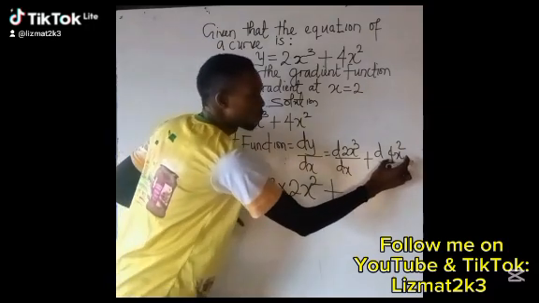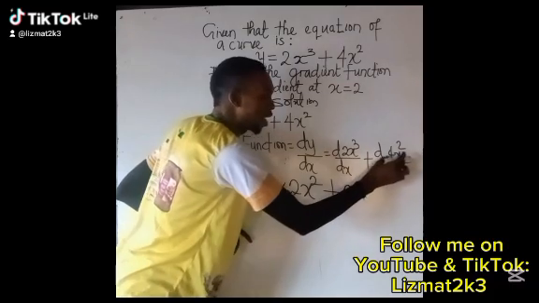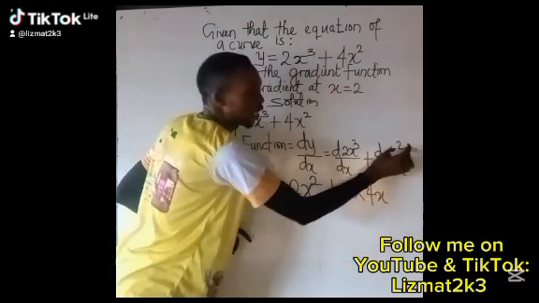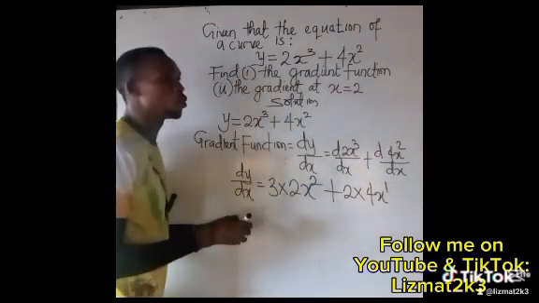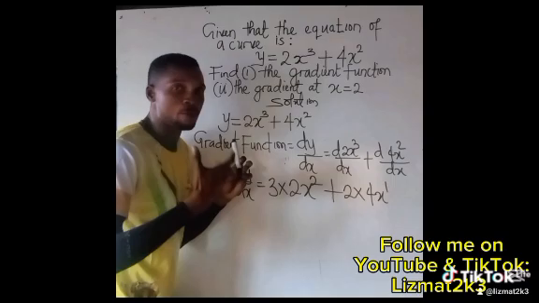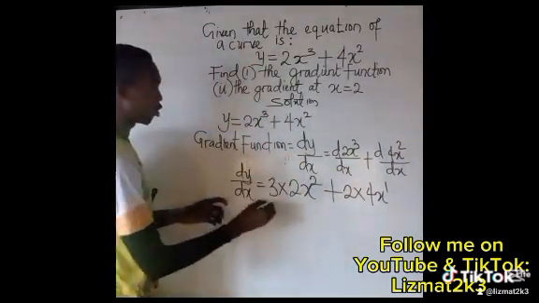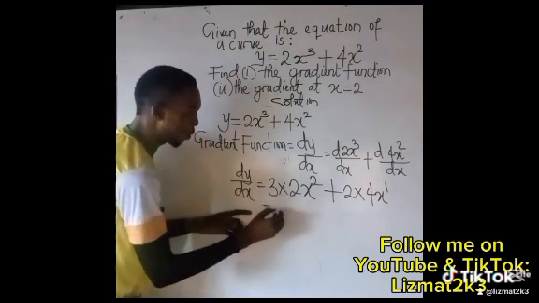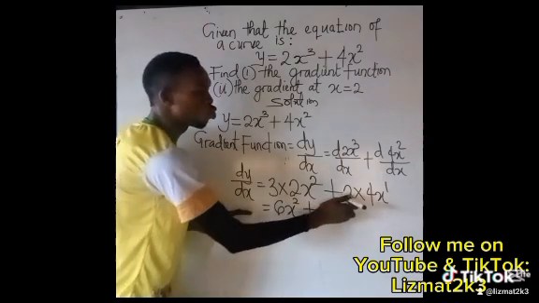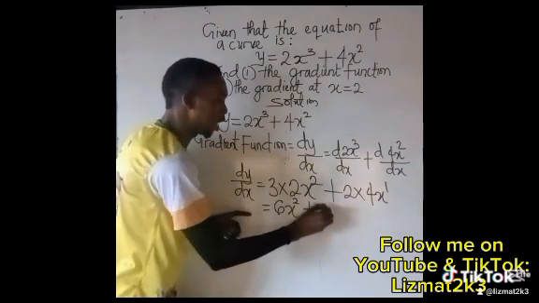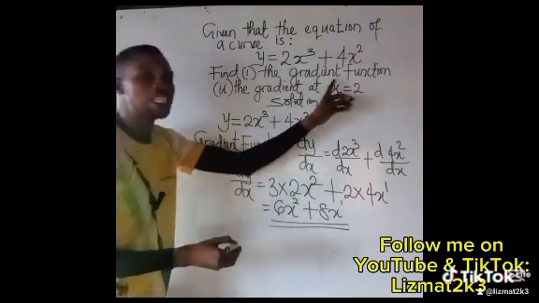Plus, now to differentiate 4x to the power of 2, the power here is 2. You multiply the power by 4x. Then the power of x before is 2. You take away 1, that's 1. So for any differentiation, you have to remove 1 from the power of the terms. So we have 3 multiplied by 2, which gives 6x to the power of 2, plus 2 multiplied by 4, which gives 8x to the power of 1. So this is the gradient function.